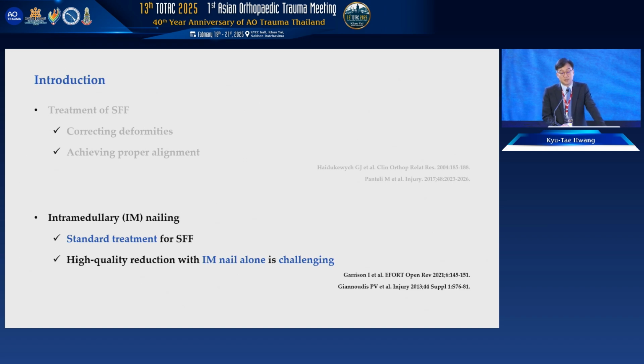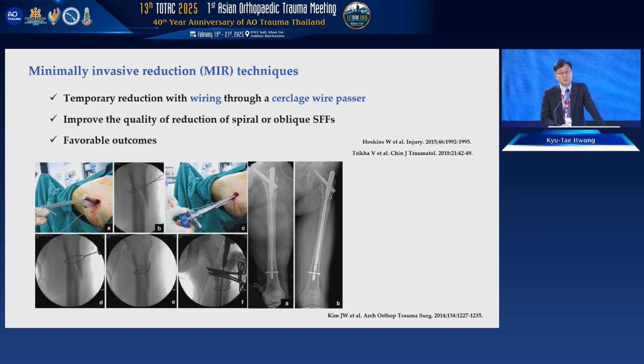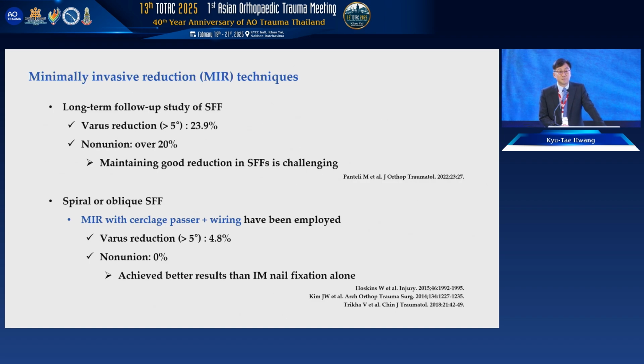Although IM nailing is the standard treatment for subtrochanteric fracture, high-quality reduction with IM nail alone is very challenging. So we can use temporary reduction with wiring through a circular wire passer, and this technique can improve the quality of the reduction in subtrochanteric fracture, like this. In a long-term follow-up study of subtrochanteric fracture, varus reduction and non-union were reported to be high. This demonstrated that maintaining good reduction in these fractures is very challenging. For spiral or oblique subtrochanteric fracture, minimally invasive reduction with circular passer and wiring has achieved better results than IM nail fixation alone.